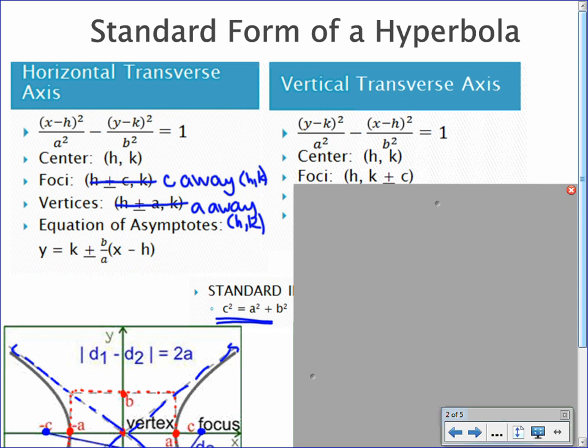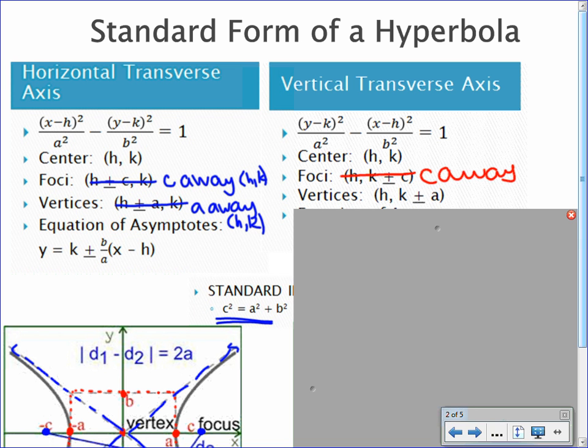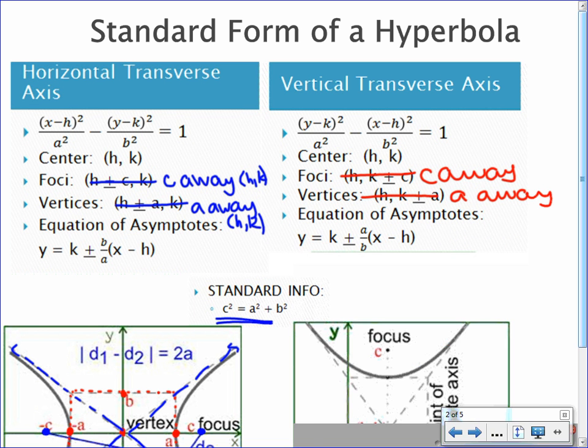Your foci are still going to be c away from the center, but this time we're moving which way? Vertically from the center. Our vertices are still going to be a away from the center, this time vertically. And we're still going to have our asymptotes.